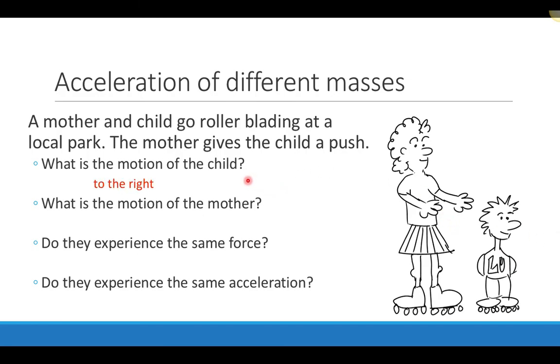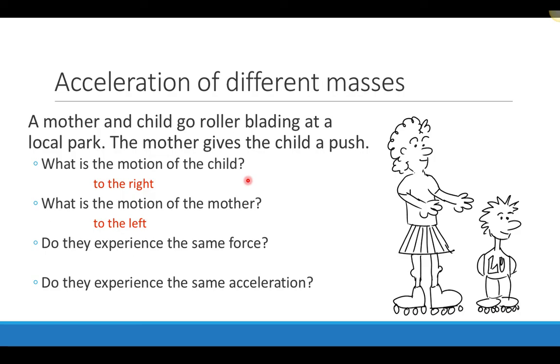Well, if she gives the child a push to the right, and we're using rollerblades because we're going to assume that there's very little friction, so it's kind of like ice skating, the child is going to move to the right. Well, what's the motion of the mother? If she pushes the child to the right, is she going to move? Will she move to the right? Will she move to the left? Will she not move at all? And the answer is that she's going to move to the left.